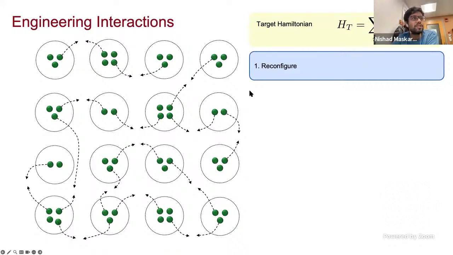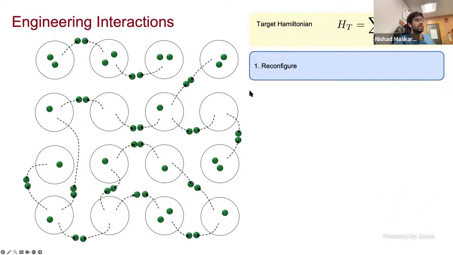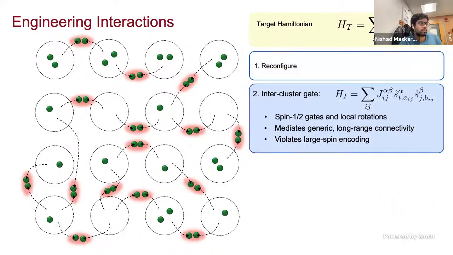So in the first step of the procedure, we're going to imagine using a reconfiguration step in order to pair up atoms from different spin clusters. Then we're going to pulse our Rydberg lasers in order to generate interactions. And these interactions are going to be carefully tuned in order to realize spin 1/2 interactions that have the right Jij coupling coefficients. This can be done by individually addressing each group of 2 atoms. And in particular, because we've used reconfiguration to pair up clusters that are potentially far apart, this step actually mediates and generates the target long-range connectivity.